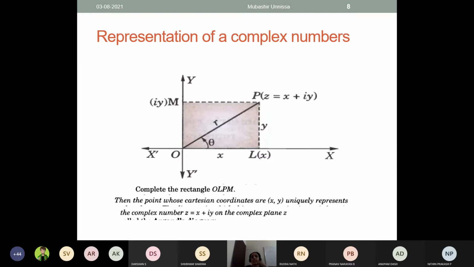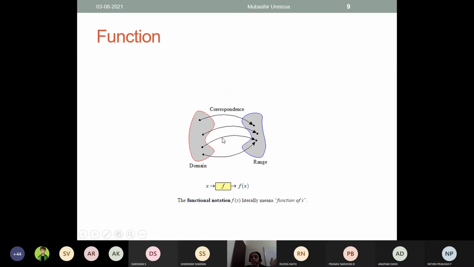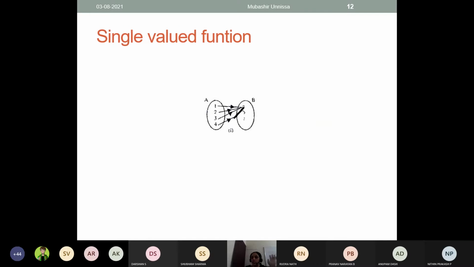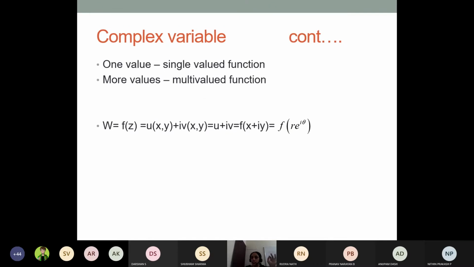Next one, the representation of a complex number. This also yesterday I told you, we take a point. This you all know, the x coordinate, the y coordinate, that is your complex number, the radial distance and how much angle it makes. This also I taught you yesterday. Then I said about the functions: many to one function, one to one function, multi-valued function, single valued function, all these things I told you.